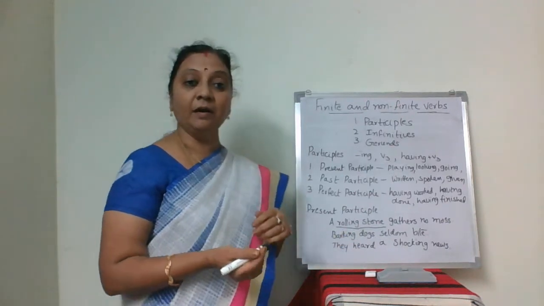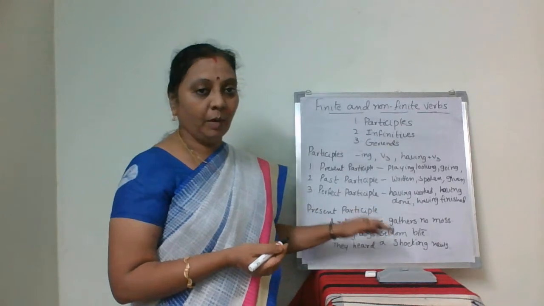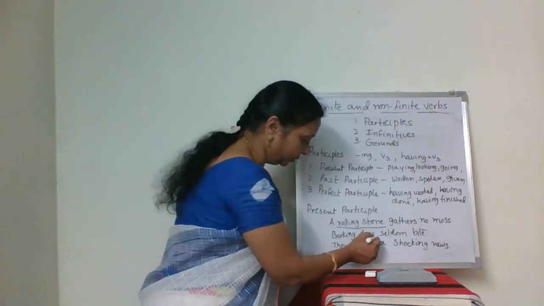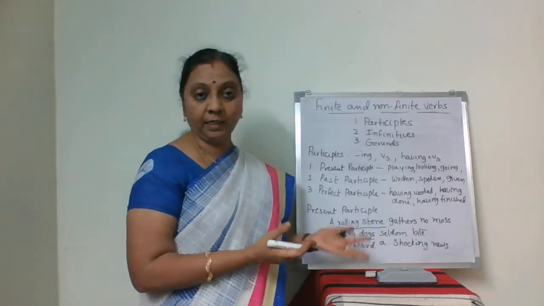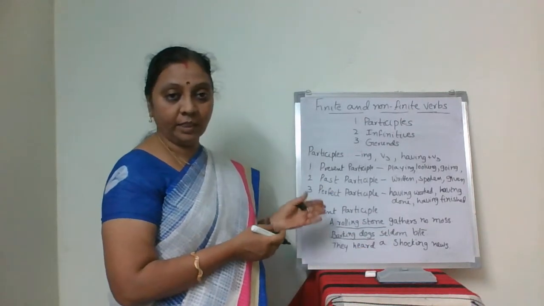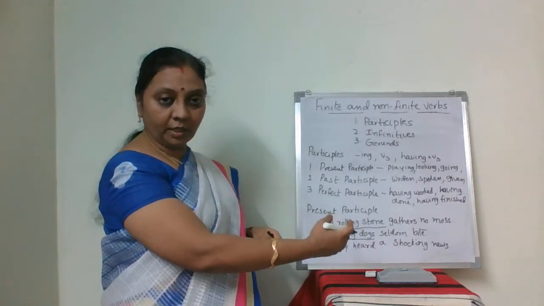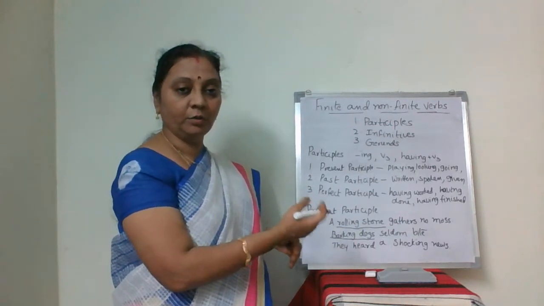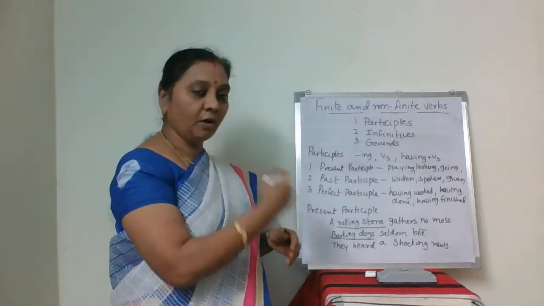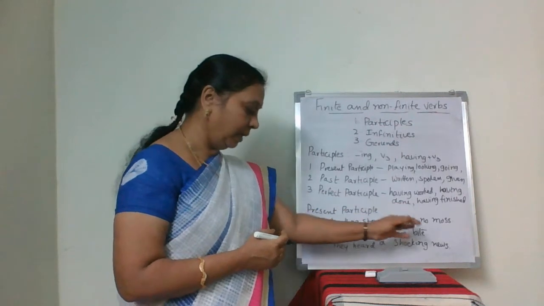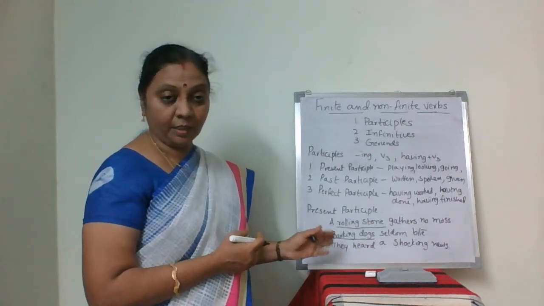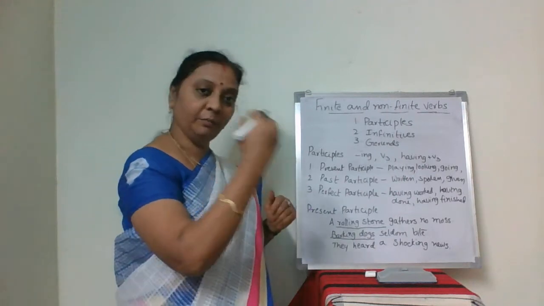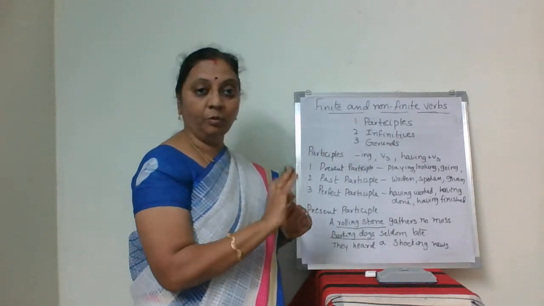Similarly, barking dogs seldom bite. In barking dogs, dog is a noun. Barking is actually a verb, bark plus ing. But here it is talking about the noun: what is the dog doing? Barking. So barking dogs seldom bite. The role is an adjective, even though it is a present participle. To the main verb we are adding the ing form, but the role is different.